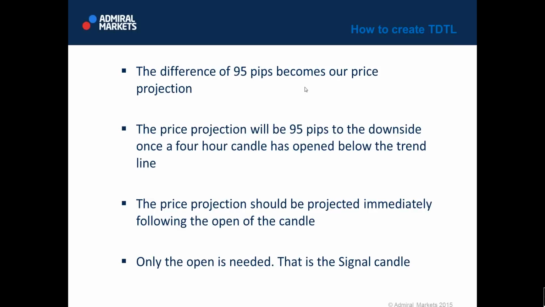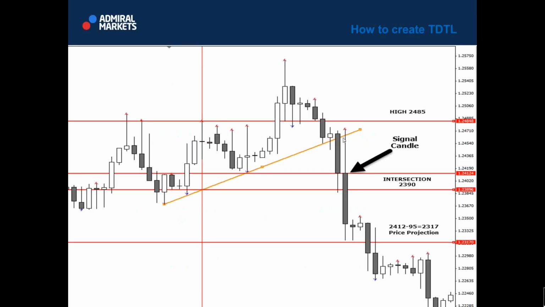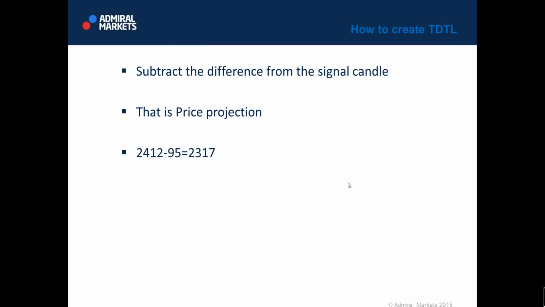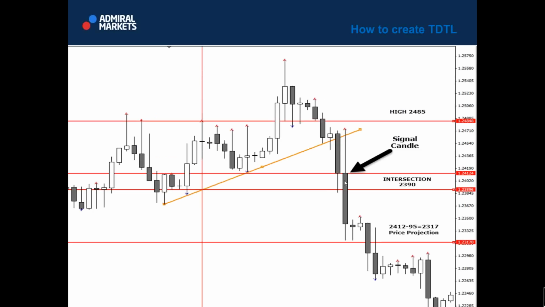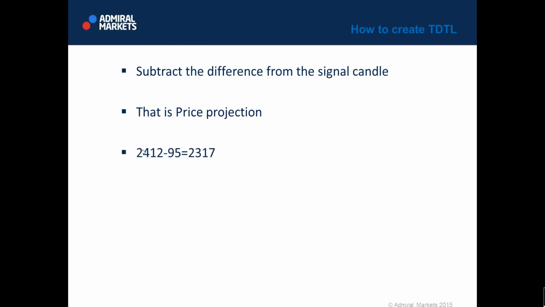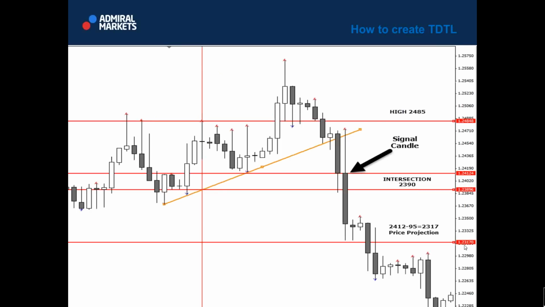It's open candle minus the difference. So this is where the candle has closed. This is the signal candle where the candle has opened. We need to subtract the difference from the signal candle. The difference of 95 pips here should be subtracted from 24.12, and it will give us 23.17. This is the price projection, where the price should go.